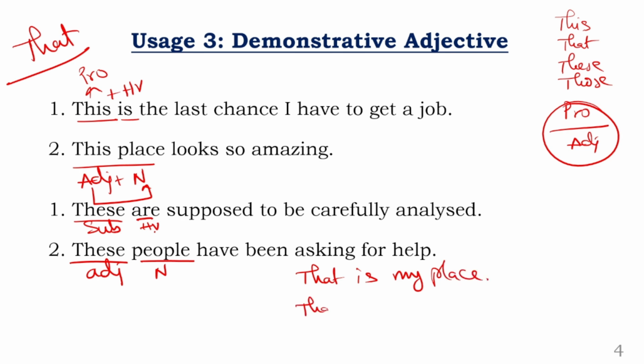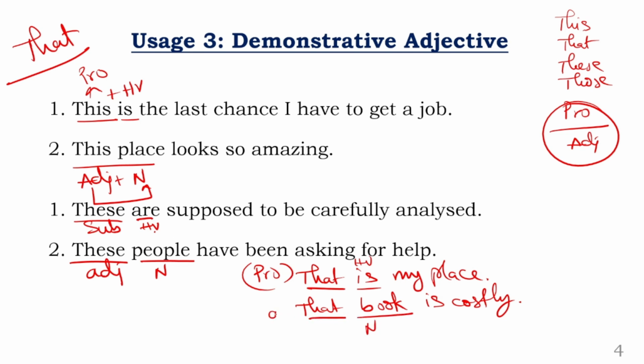Another one, that book is costly. If you compare these two, the word that is followed by a helping verb, so the word that should function as a pronoun. Same thing, the word that is followed by the noun book, so it should function as an adjective. So that here is an adjective, and that there is a pronoun.